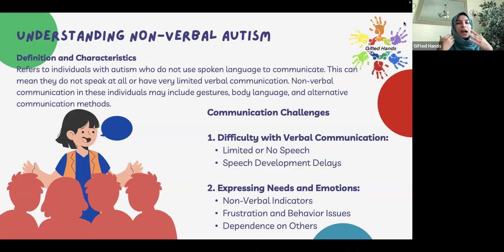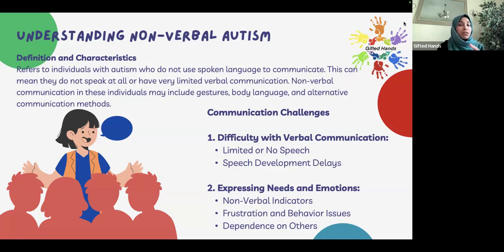So it's up to us to show these children these are the methods. You cannot verbally communicate, but we have strategies for you. We have tools for you. We can help you to communicate. Then we have expressing needs and emotions: non-verbal indicators, APEX system, reward system, these kinds of things.